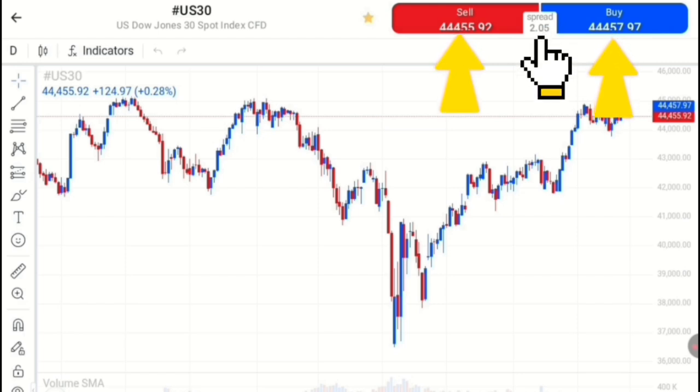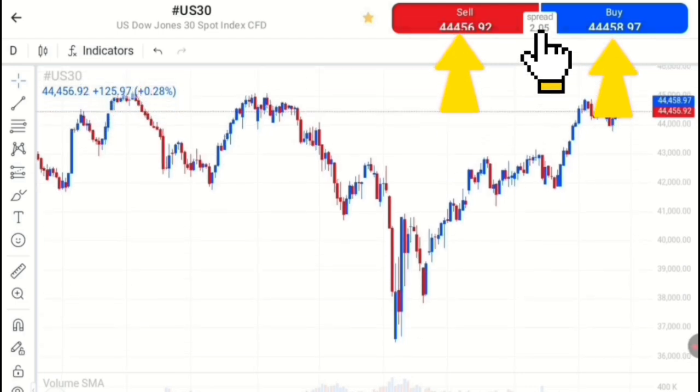The difference between this price and this price is called the spread. If you did not know what the spread is, you often hear people talking about the spread, the spread, the spread. The spread is just the difference between the sell price and the buy price. As you can see here, the difference between the sell price and the buy price is 2.05. So this is the spread for this transaction.